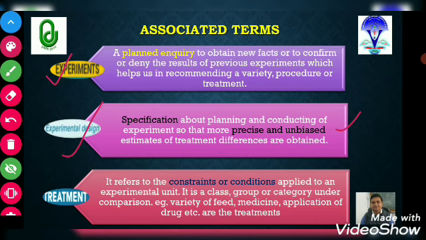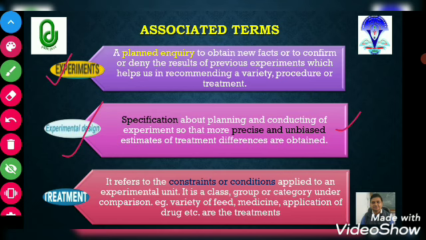So for that you need to allocate those feeds to the group of animals. How will you allocate those feeds? This specification about planning and conducting of the experiment will come from experimental design. This experimental design will describe how you will group the animals and how you will apply treatments to those groups of animals. So that is called experimental design.